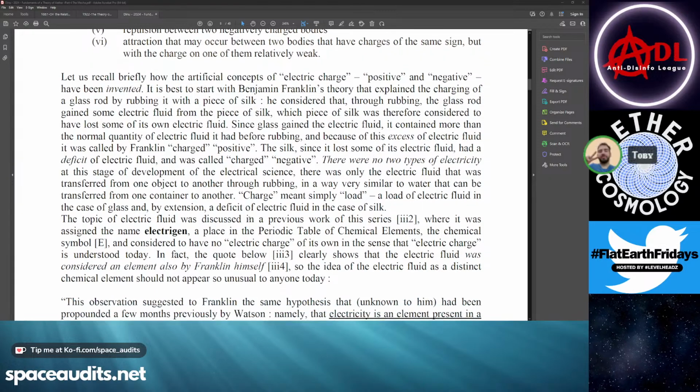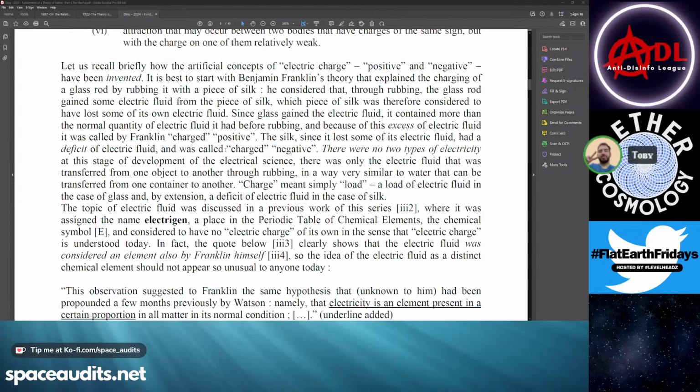In any case, let's recall briefly how the artificial concepts of electric charge, positive and negative, have been invented. It is best to start with Benjamin Franklin's theory that explained the charging of a glass rod by rubbing it with a piece of silk.